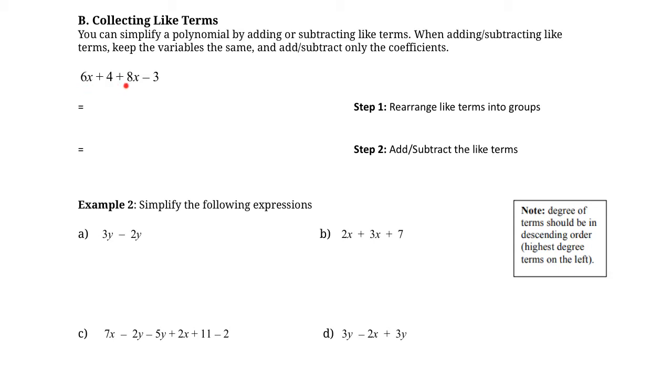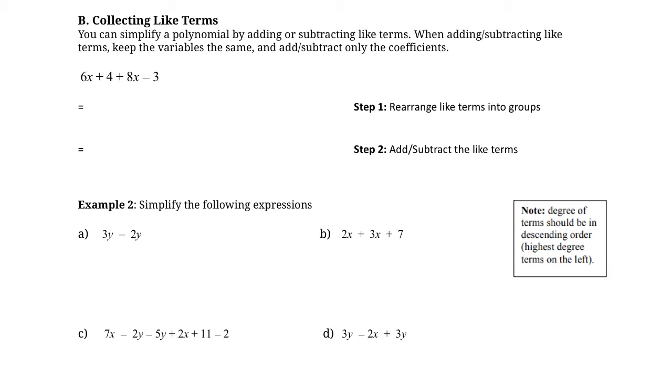6x plus 4 plus 8x, take away 3. So our steps are going to be, first we want to rearrange our like terms into groups. Basically we want to collect the like terms, kind of group them or pair them together. And then once we've done that, we can actually go ahead and just add or subtract the like terms using the signs or the operations that were given to us in the original expression.